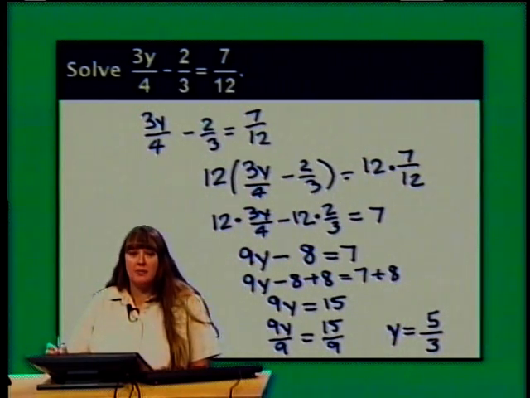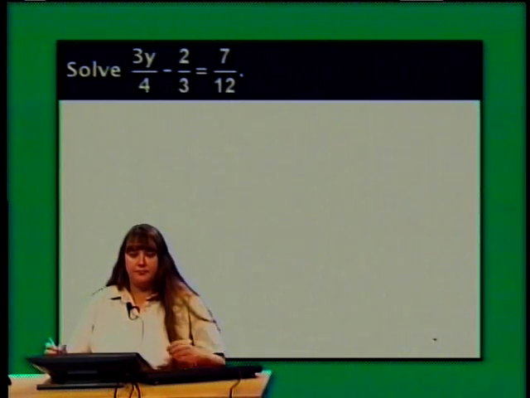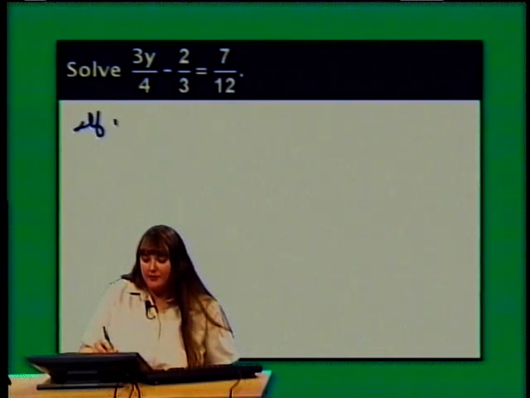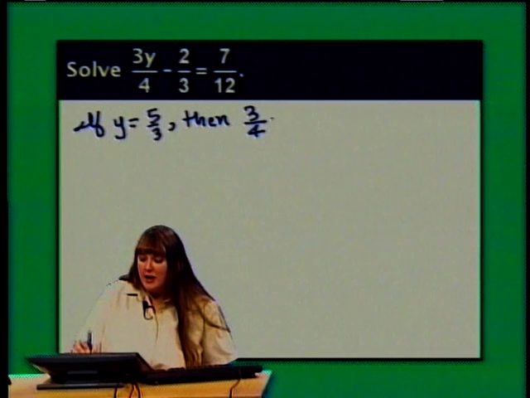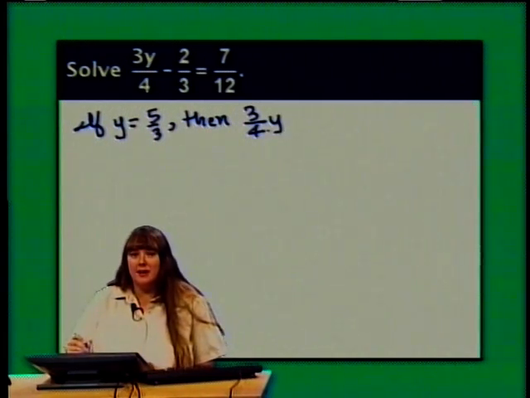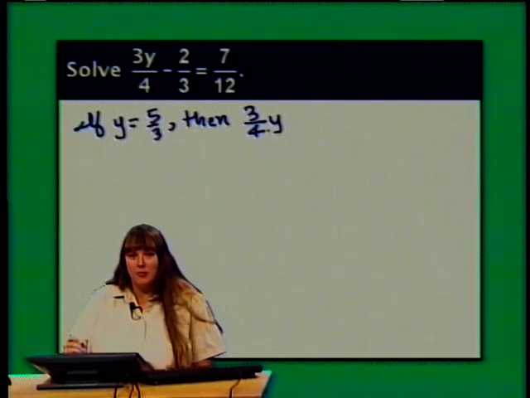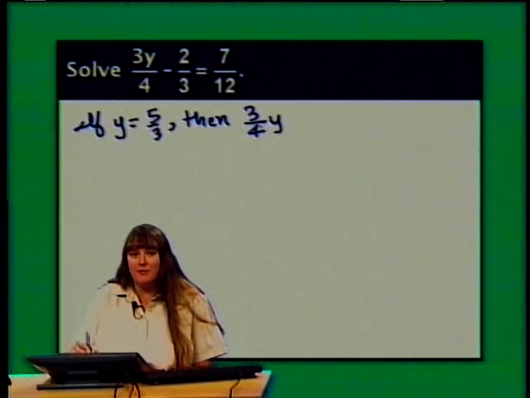Now I want to check my proposed solution of 5/3. So if y equals 5/3, then my variable expression 3y over 4, notice I'm writing this as 3/4 y. I'm thinking ahead a little bit here. I'm going to be doing arithmetic with fractions. I'm going to be multiplying fractions. y is the fraction 5/3. 3y over 4 just means I have a term with a variable of y and a coefficient of 3/4. That's how I've rewritten it.